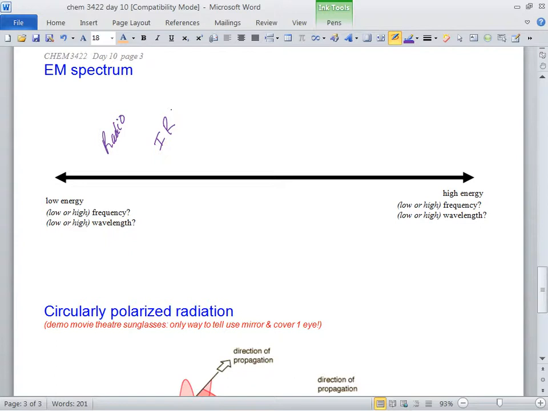That's so expensive. What's the layman's term for infrared? Starts with an H. Heat. Infrared is also known as heat.